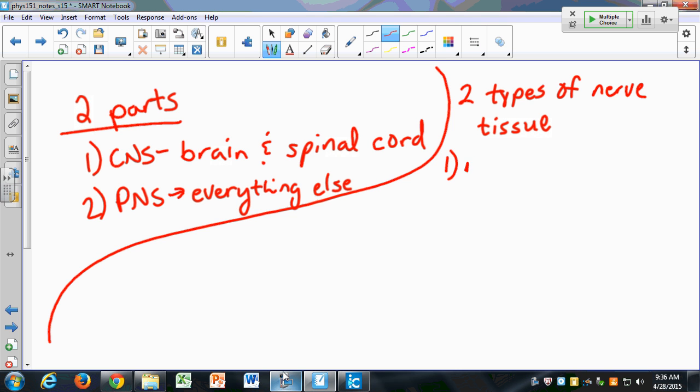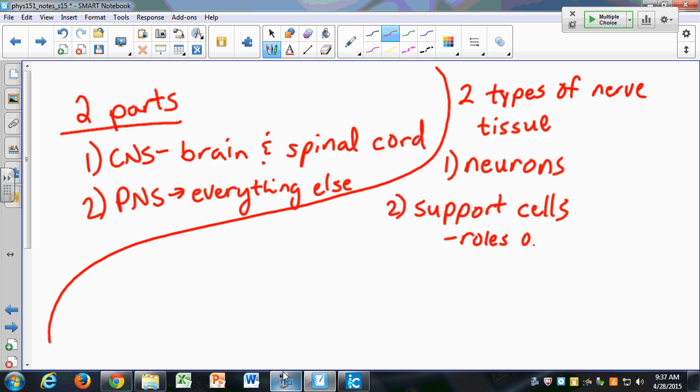Neurons. The first one is neurons, which we'll get into quite a bit. So I'll just list it there as neurons. But then the second part are just support cells. The neurons actually transmit electrical signals, and we'll see how that happens. But the support cells just help this to occur. So they provide various roles of support. We're not going to talk about them too much, but we'll see them in passing.